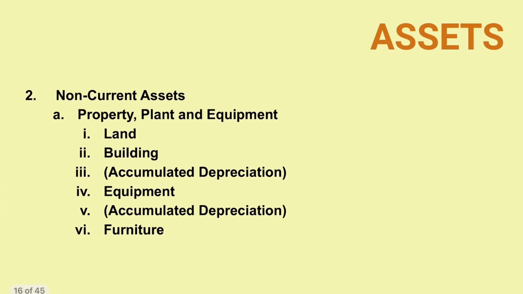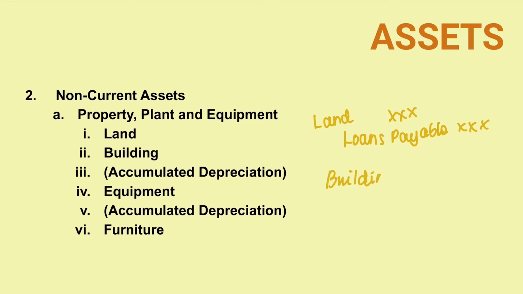For non-current assets, usually these are bought probably on a payable account or cash. So for example, you bought land, you're going to debit land and you're going to credit, for example, loans payable. You can also buy non-current assets using cash. For example, you bought a building for 5 million and you paid in cold cash. That's possible. So those are the usual journal entries for buying non-current assets.